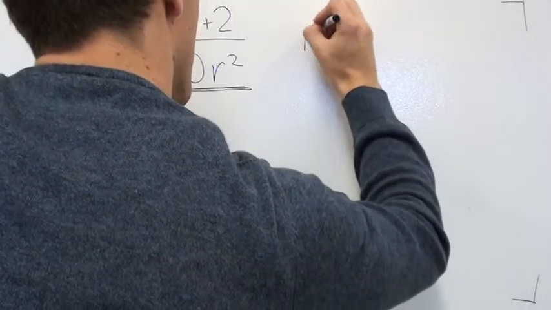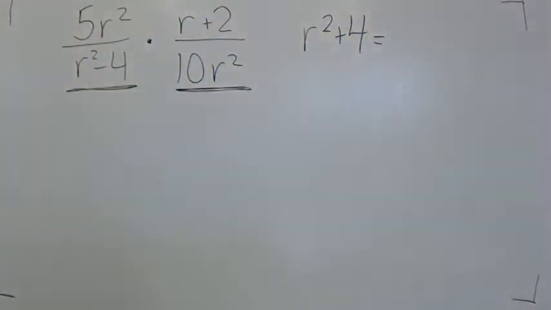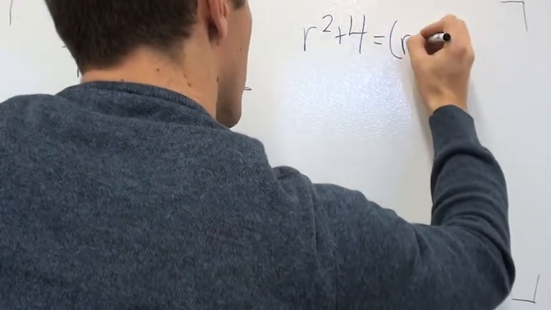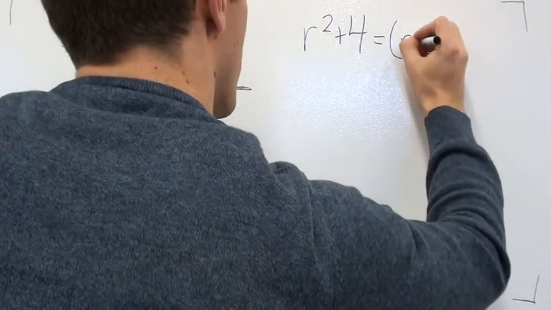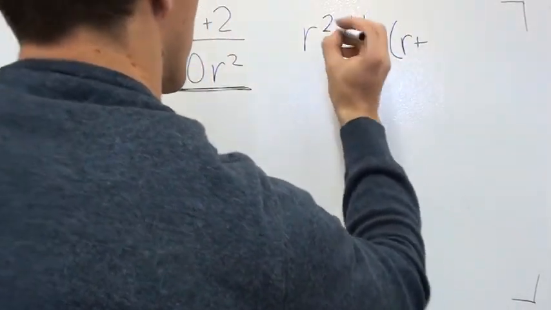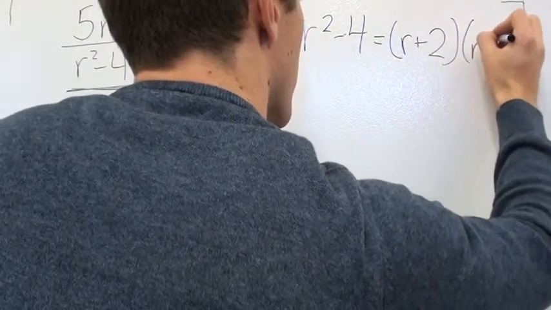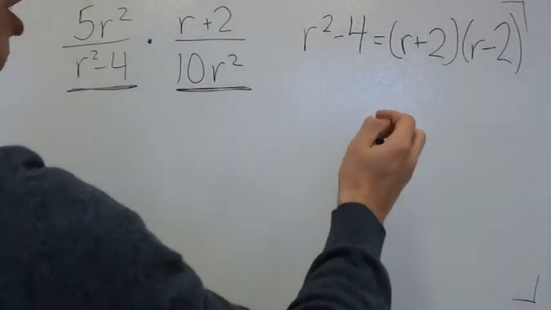So we're going to write that as r plus 2 times r minus 2. Okay, do you see how that worked out? If you need to double check your work, that's fine.